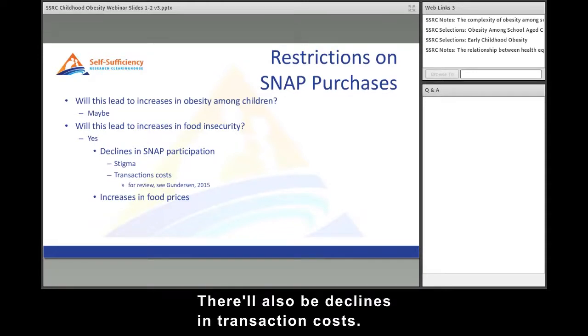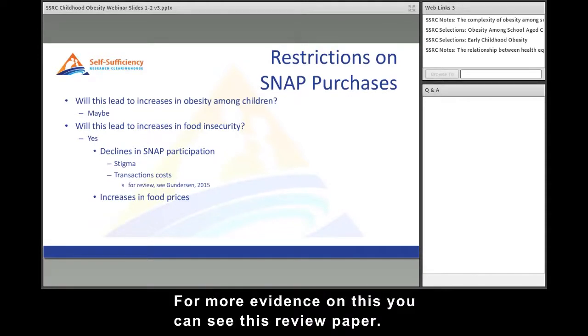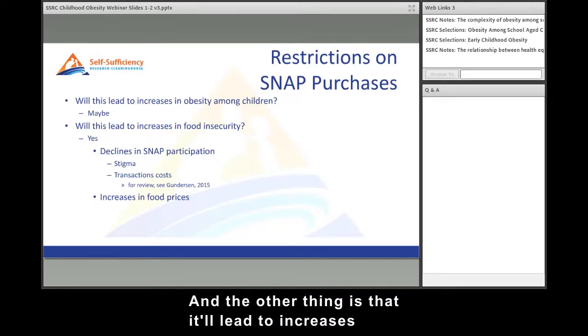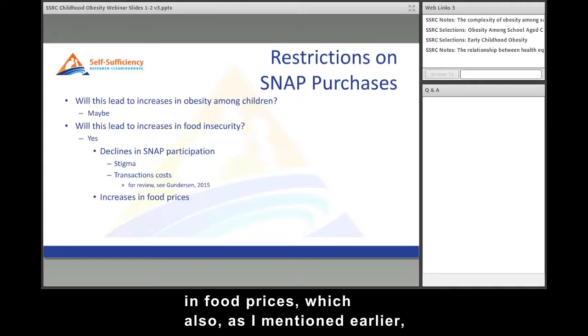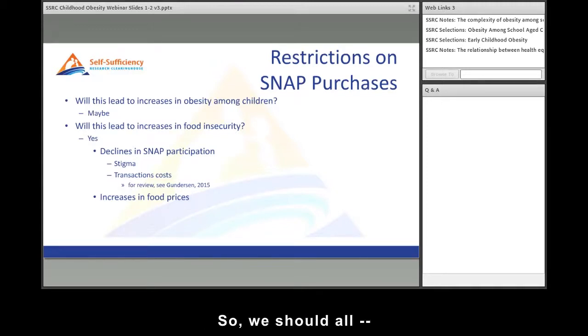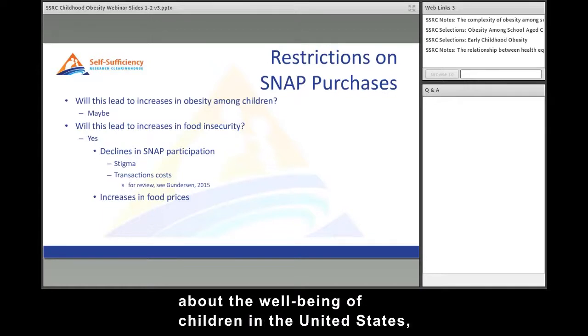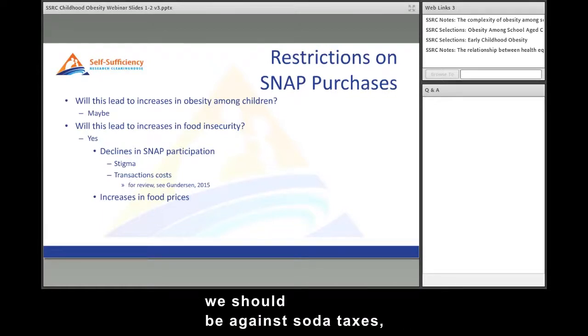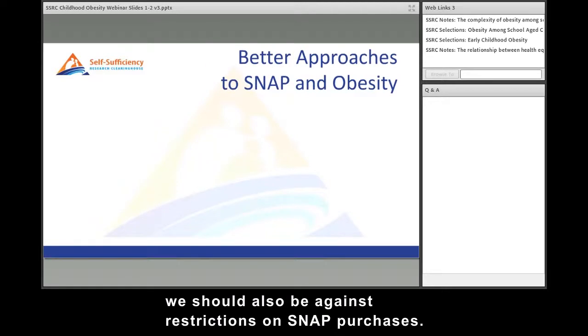There will also be increases in transaction costs. For both, there's more evidence on this in this review paper. And the other thing is that it will lead to increases in food prices, which also, as I mentioned earlier, leads to increases in food insecurity. So for those of us who are concerned about the well-being of children in the United States, we should be against soda taxes. We should also be against restrictions on SNAP purchases.